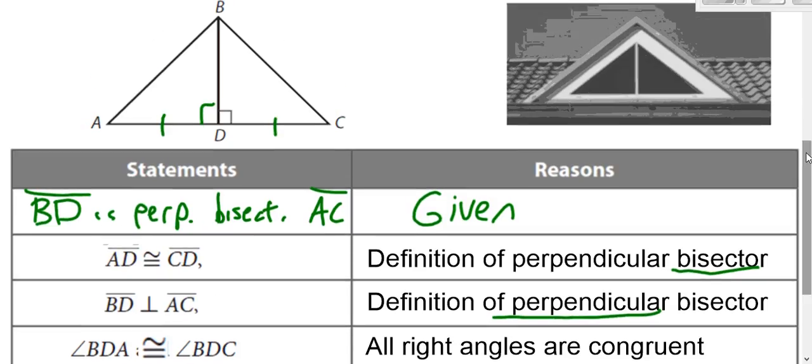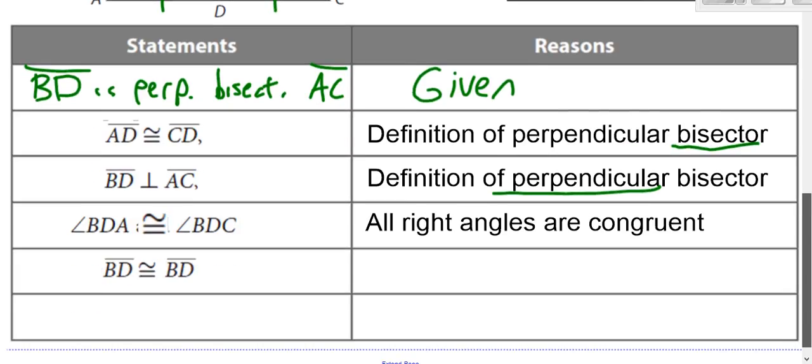So we need one more piece of information. Right now we've got a side and an angle. Looking at the picture, we can see that there is a side that they share. They share BD. BD is congruent to BD. Everything is congruent to itself. That's the reflexive property.